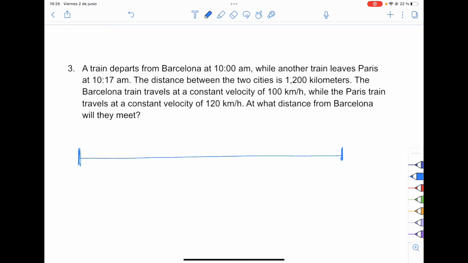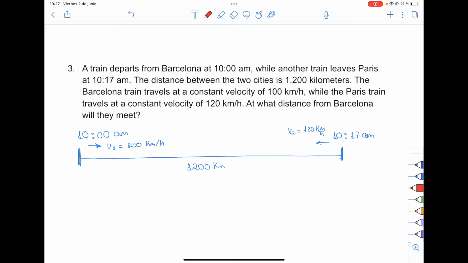And the train from Barcelona leaves at 10 a.m. and the train from Paris leaves at 10:16 a.m. So it leaves 16 minutes later. And we know that the distance between the two cities is 1,200 kilometers. And we also know that the train from Barcelona leaves with a constant velocity of 100 kilometers per hour, and we know that the train from Paris leaves with a constant velocity of 120 kilometers per hour.